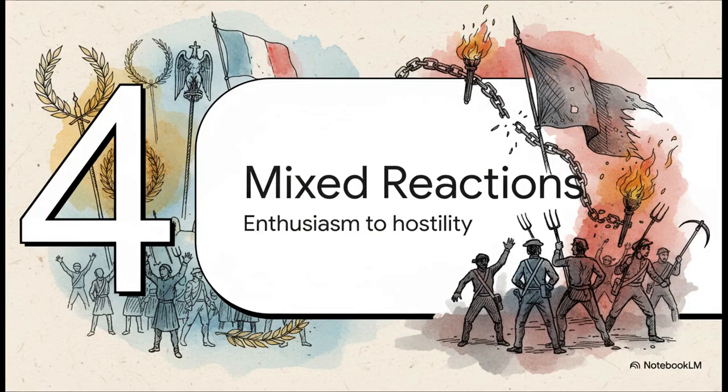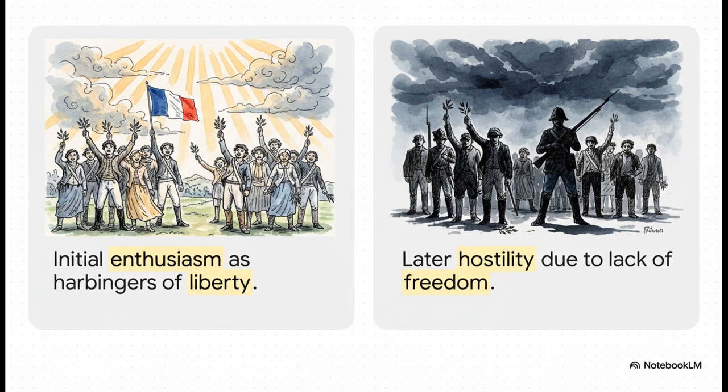Let's look at Section 4, Mixed Reactions to French Rule, going from enthusiasm to hostility. So how did the rest of Europe actually feel about these French armies marching in with their shiny new laws? Well, we can really frame this as a massive psychological shift. Initially, in places like Holland, Switzerland, Brussels, Mainz, and Milan, the French armies were totally welcomed. People cheered for them. They were seen as harbingers of liberty, arriving to finally smash the oppressive kings of Europe. But, as you can probably guess, that initial enthusiasm quickly turned sour and completely shifted into hostility.